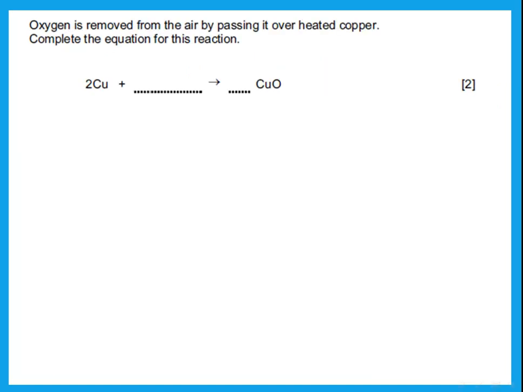Okay, copper. Oxygen is removed from air by passing it over heated copper. So that means I'm reacting copper with what? With oxygen. How do I write the oxygen? Oxygen is diatomic, so I have to write it O2. Now, how many coppers do I have before the arrow? I have 2 coppers before the arrow. So I need 2 coppers after the arrow, because that will also give me 2 oxygens after the arrow to balance what I just wrote.